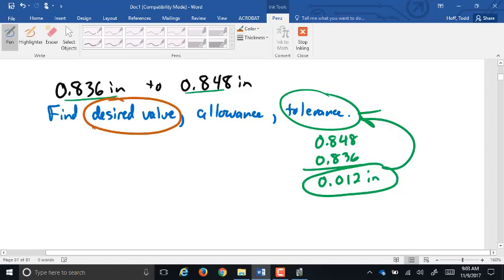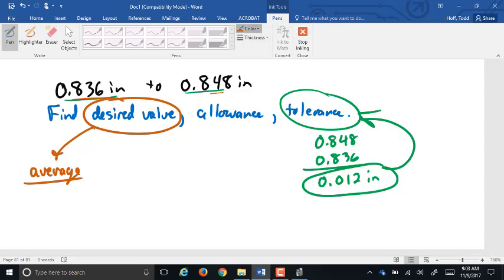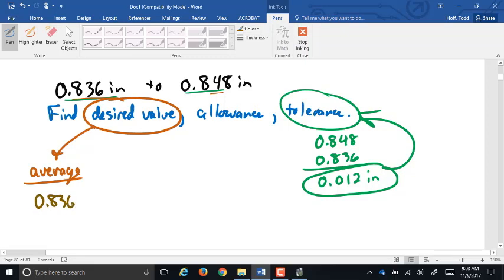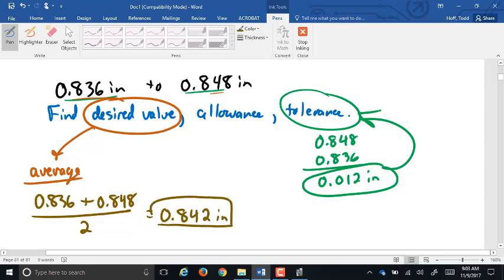My desired value is just going to be the average of the two values. That means I'm just going to add them together. 0.836 plus 0.848. I'm going to divide them by 2. Now, one thing to note on your calculator, when you add them together, hit equals first and then divide it by 2. Should give you 0.842 inches. That's my desired value.